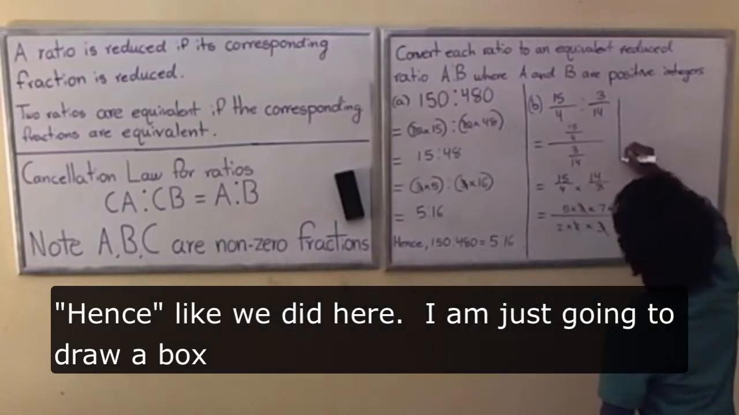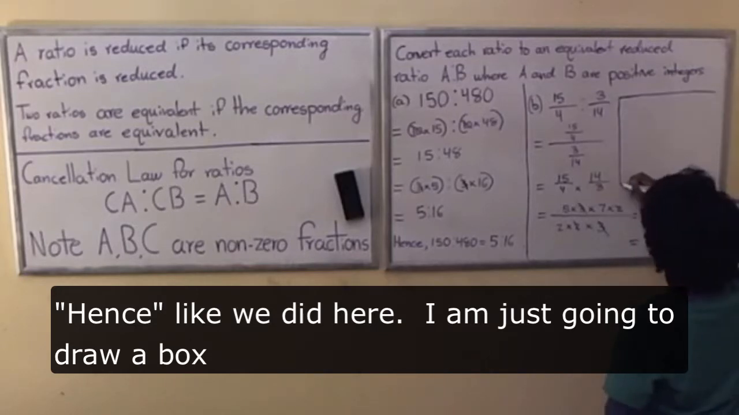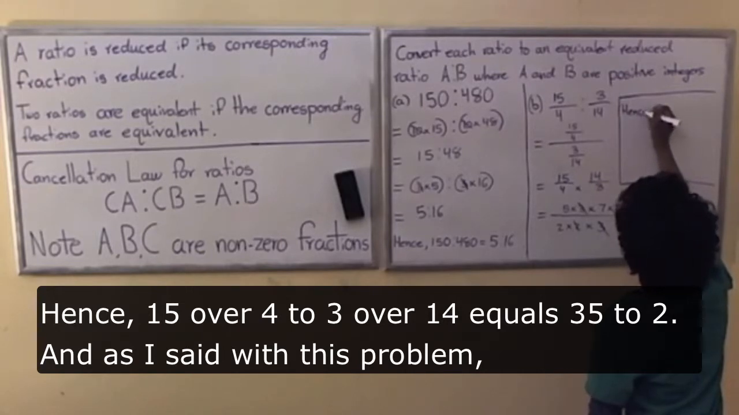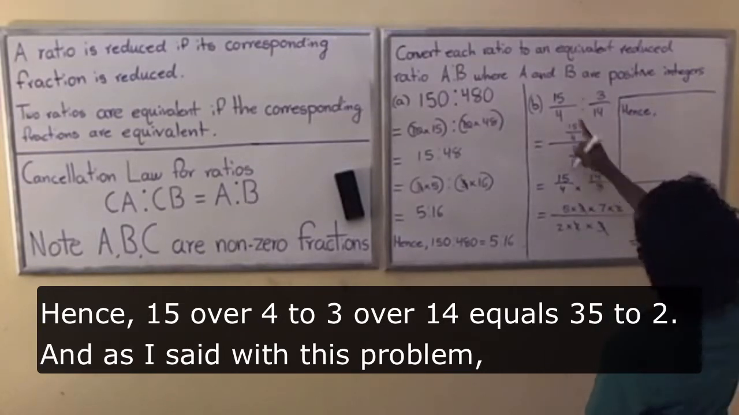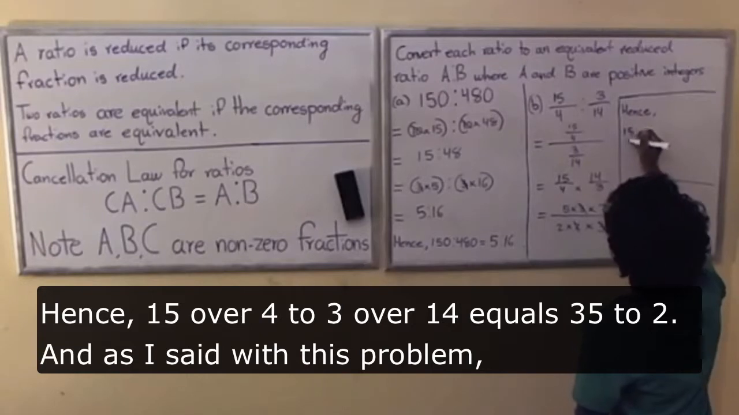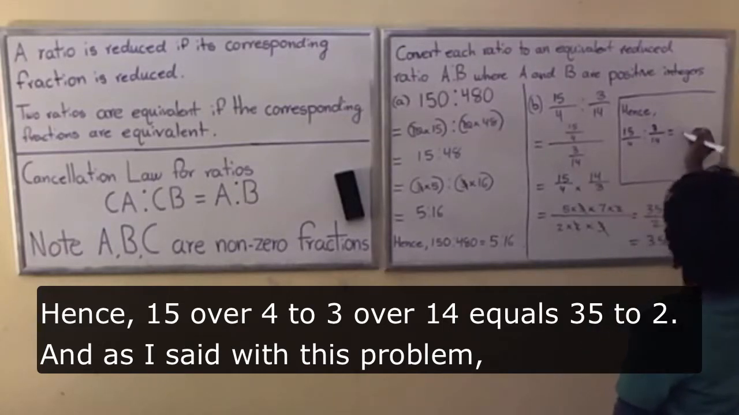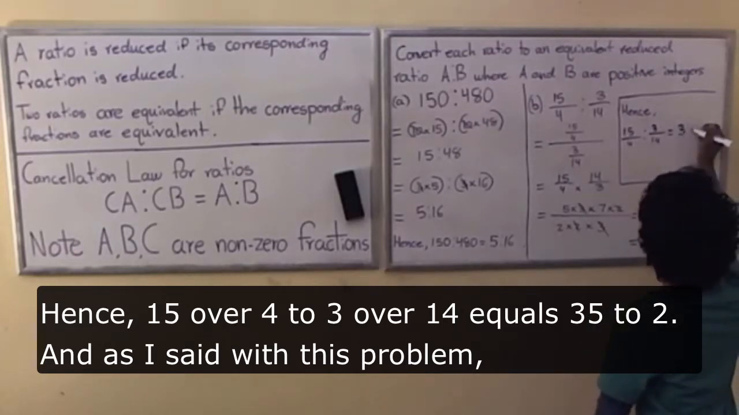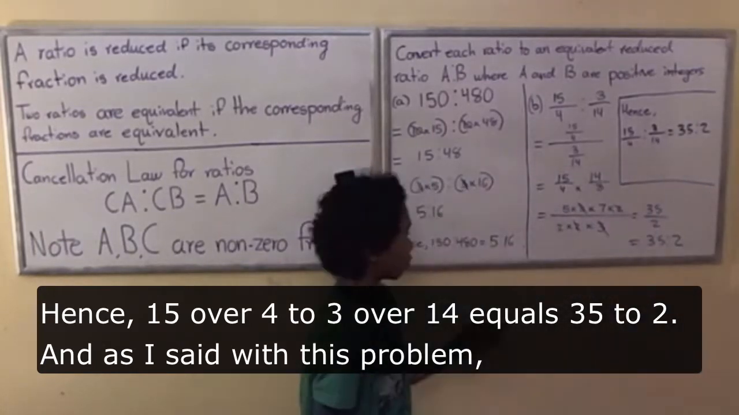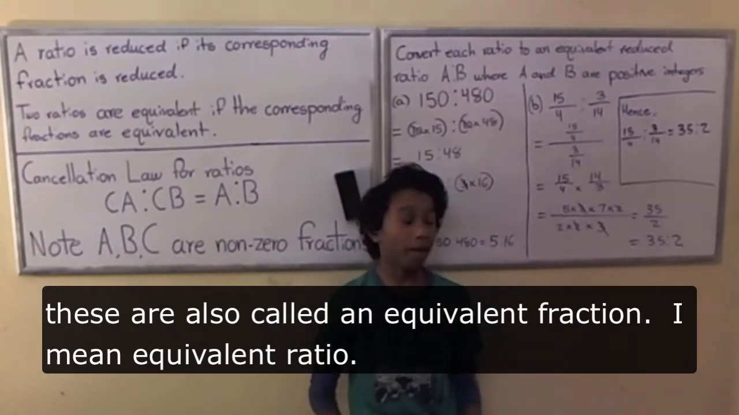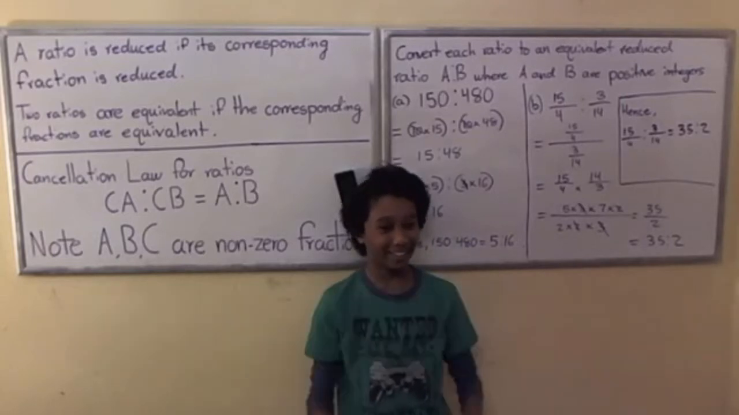Now let's write hence like we did over here. I'm just going to draw a box. Hence 15 over 4 to 3 over 14 equals 35 to 2. And as I said with this problem, this is also called an equivalent ratio.